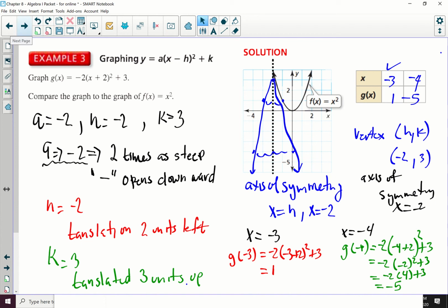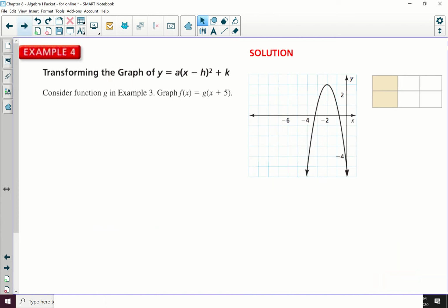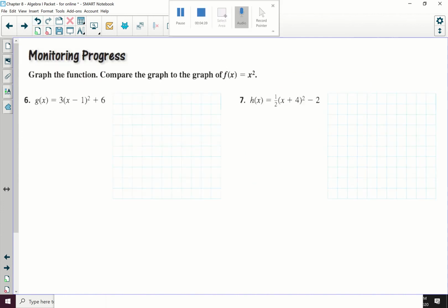Let's see, the next example is example number 4. Example number 4 we are going to skip. So this one, skip this example. And let's move on to the next one. Pause the video, try this problem, and then we'll come back to this one.